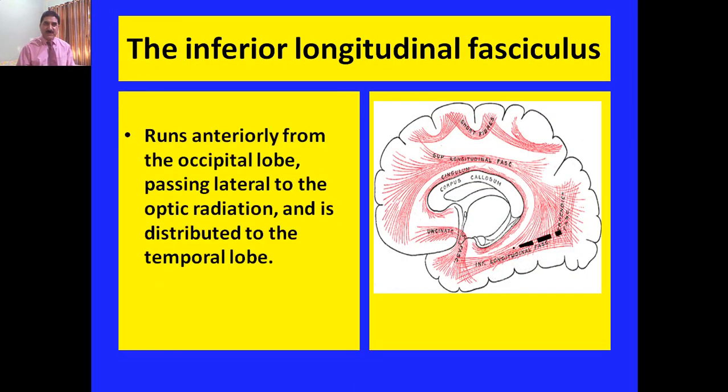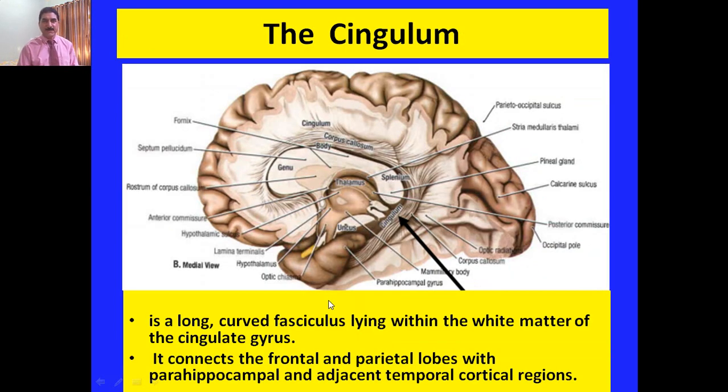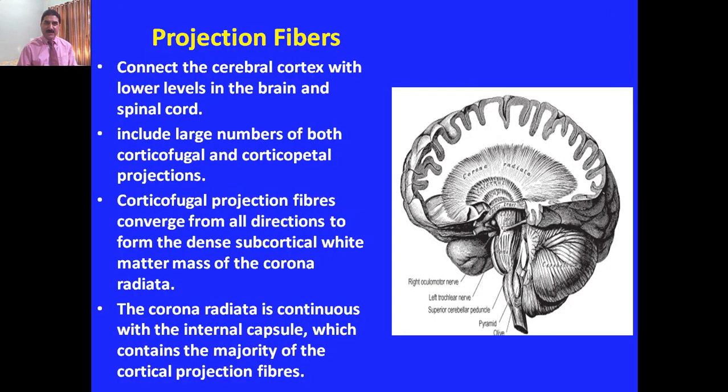The inferior longitudinal fasciculus runs anteriorly from the occipital lobe, passing lateral to the optic radiations, and is distributed to the temporal lobe. The cingulum, as shown by this red dotted line, is a long curved fasciculus lying within the white matter of cingulate gyrus. It connects the frontal and parietal lobes with parahippocampal and adjacent temporal cortical regions.